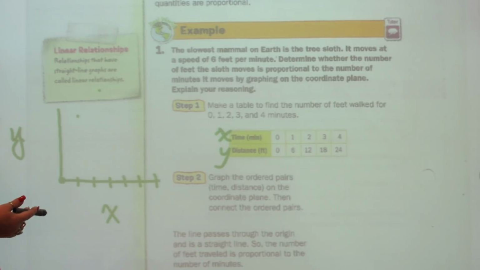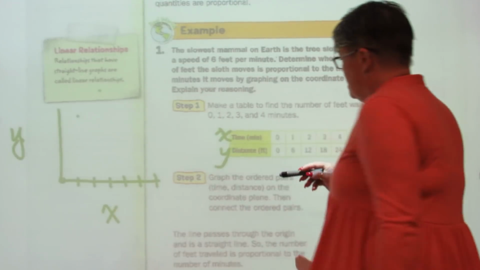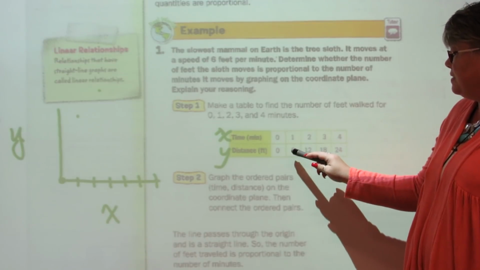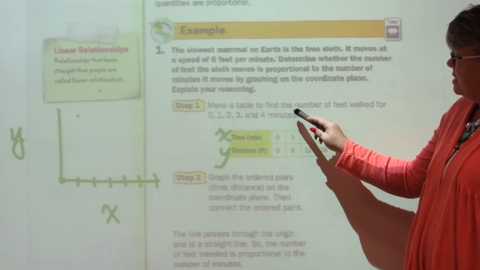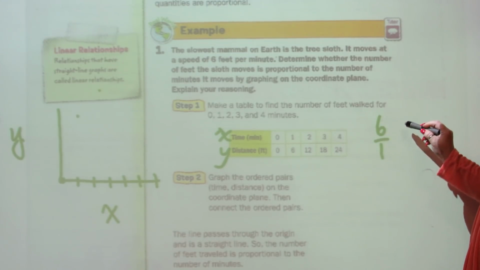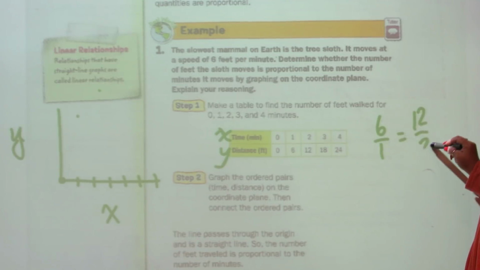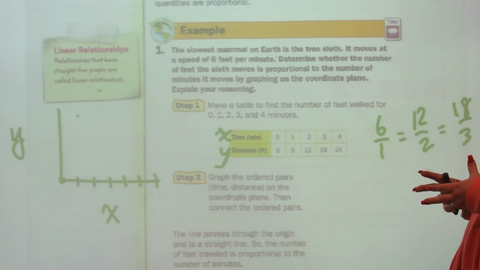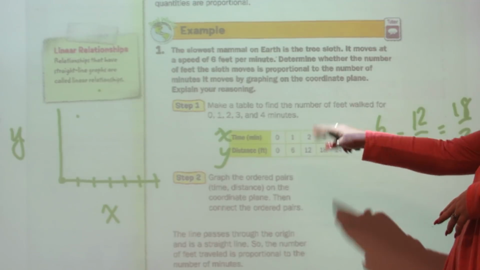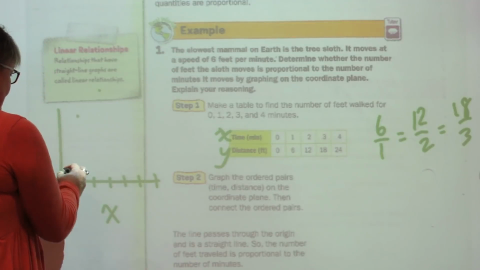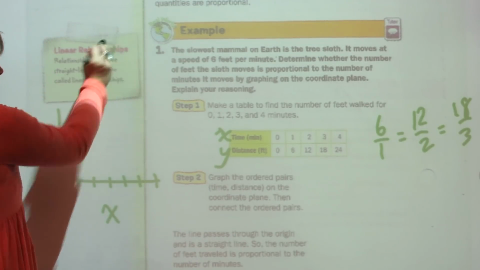Is that going to be a proportional relationship? Okay? What is my unit rate? Well, if the 6 had been on top, like it should have been, I would have 6 to 1, 12 to 2. Is 6 to 1 equal to 12 to 2 equal to 18 to 3, and so on? Yes, it is, because they all reduce to the same thing. But what about that (0, 0)? Let's see where that comes into play. It made it start at the origin, didn't it?